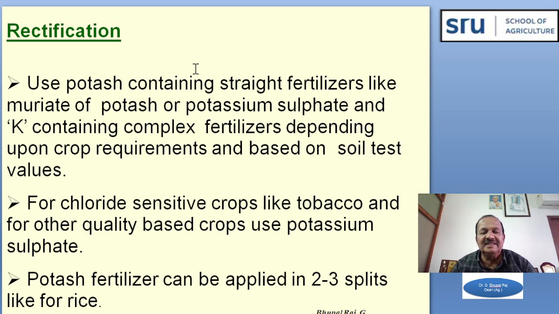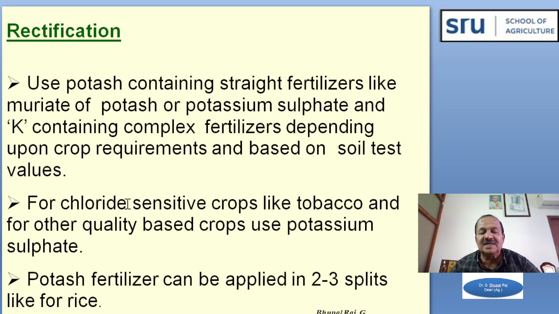So how to rectify the potassium deficiency? We have to use all the potash containing straight fertilizers like muriate of potash and potassium sulfate, and other potash containing complex fertilizers, depending upon the crop recommendations, crop requirements and based on the soil test values for potash.